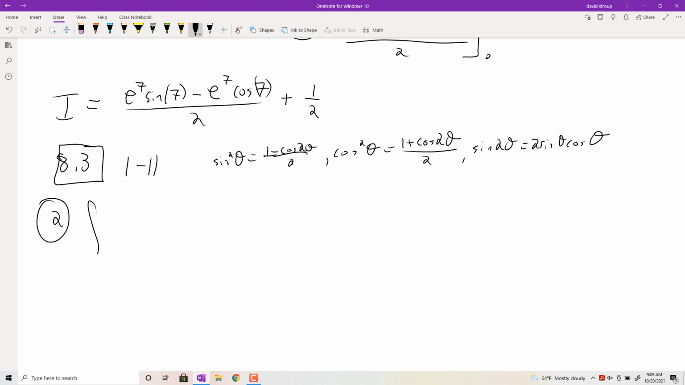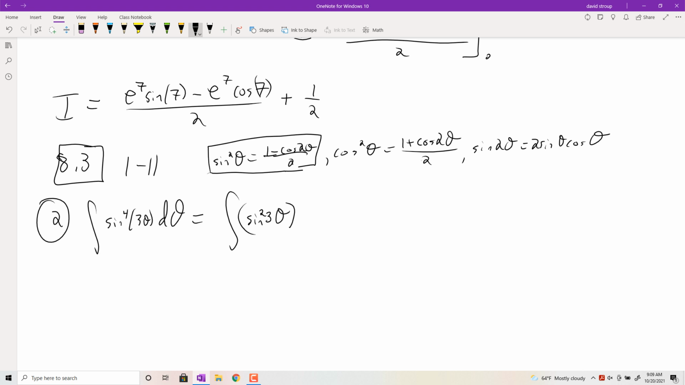Okay, let's look at number 2. It was the integral of sine to the 4th of 3 theta d theta. We need to use this formula right off the bat. It's sometimes called a power reduction formula because it'll get rid of those exponents. So sine to the fourth is really sine squared, squared. So sine squared squared d theta.